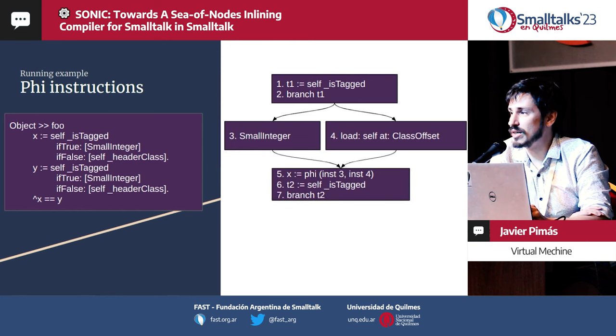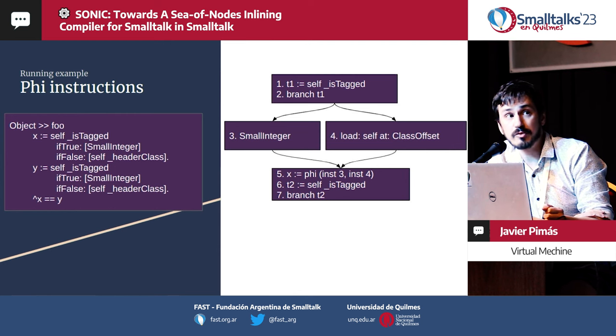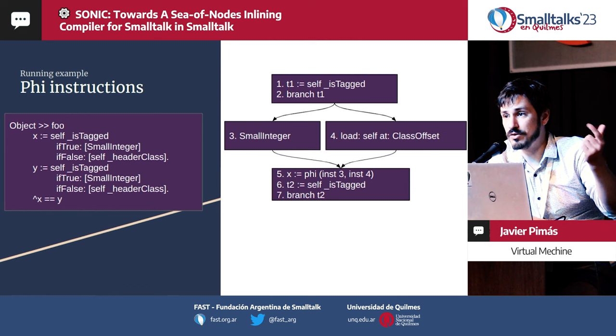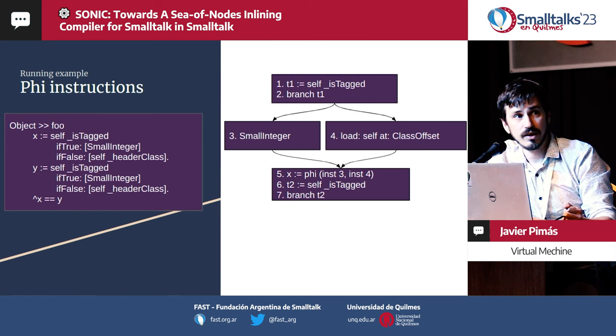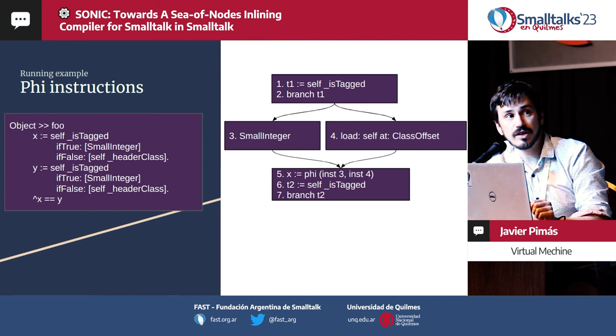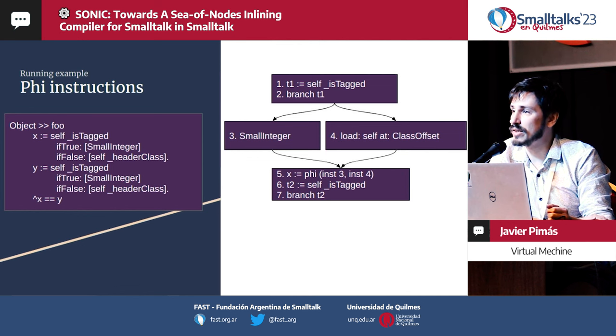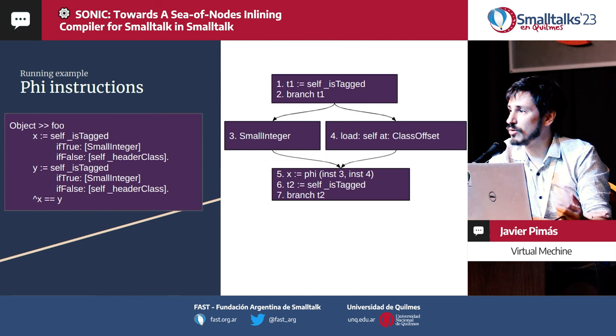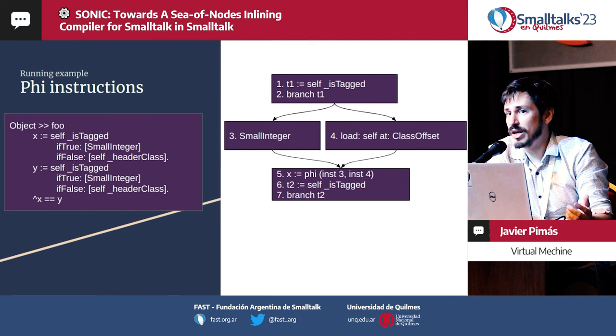So phi basically means that if we are coming from the branch on the left, then we have to take instruction 3, which was a small integer. And if not, we have to take the load. Well, that's basically what a phi does. It helps us a little bit because now X is only assigned once in all the code. So if we use X, we already know what's the value of X. It's the value of phi, right?